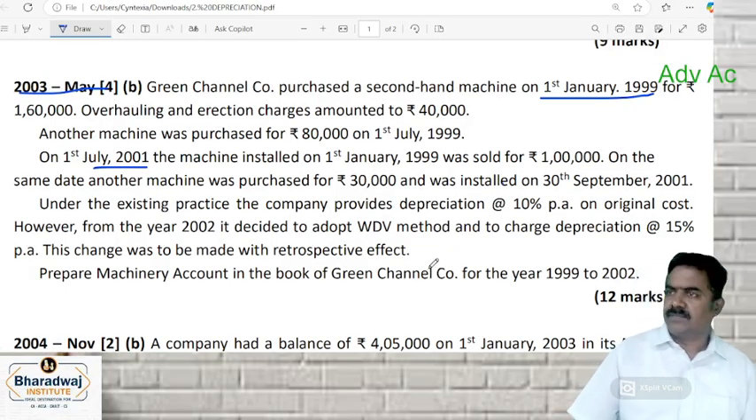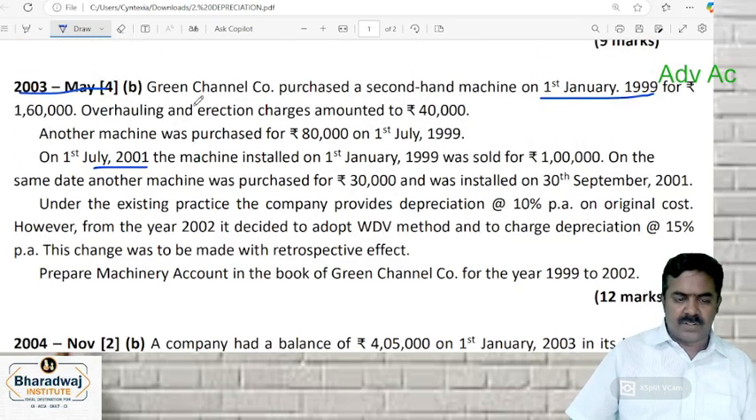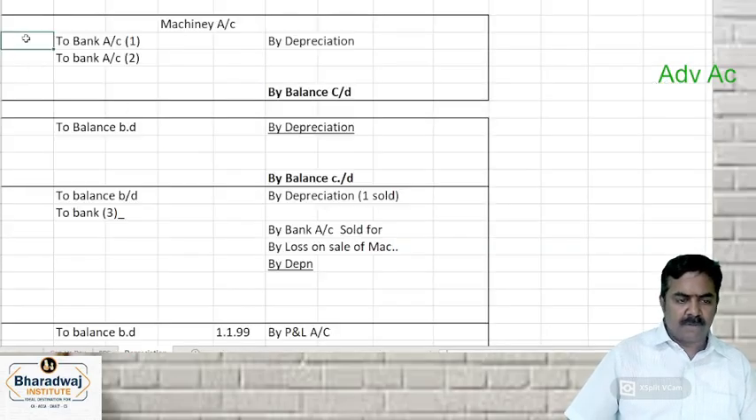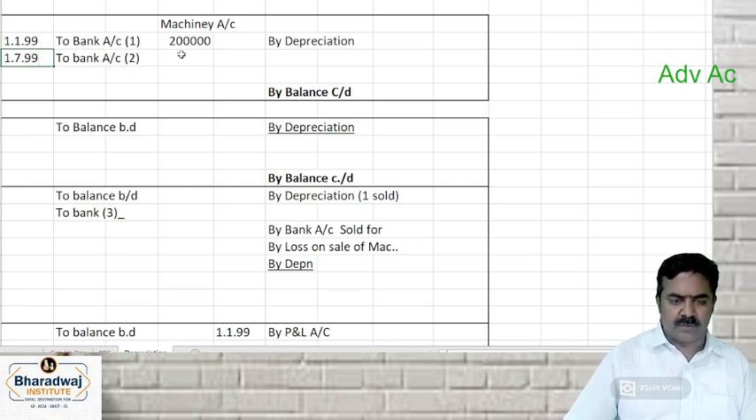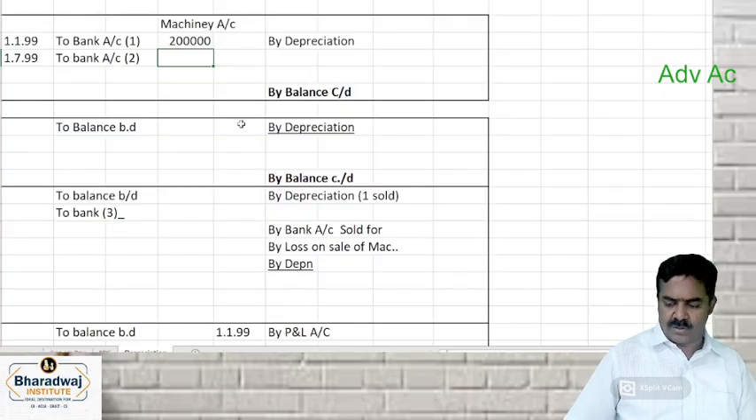We'll try. When did we purchase the first machinery? 1st January for 1,60,000 plus 40,000 erection cost we spent. So on 1st January 99, to bank account, first machine for 2 lakhs. Second machine: purchased in 1799 for how much? 80,000.